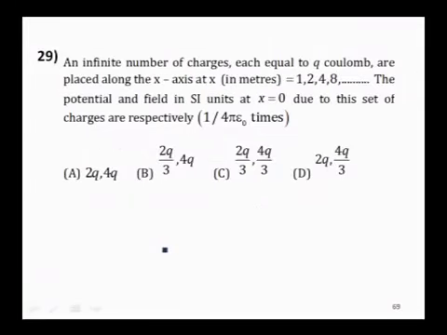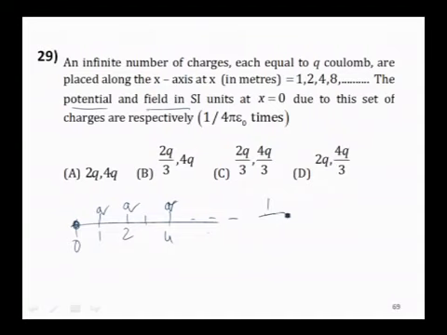And going to the next one: infinite number of charges, each q, placed at 1, 2, 4, 8 and so on. So, I have an axis with points 0, 1, 2, 4. At each point you are putting a charge like that. You have to find the potential and field in SI units at this origin. For the potential, it is 1 over 4 pi epsilon naught, charge by distance, all of them to be added.